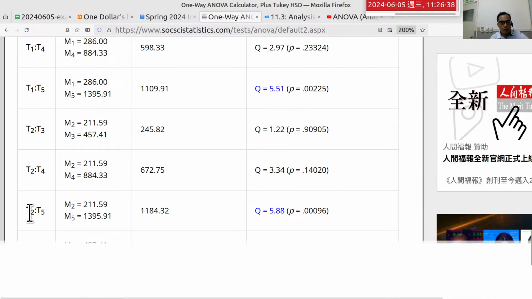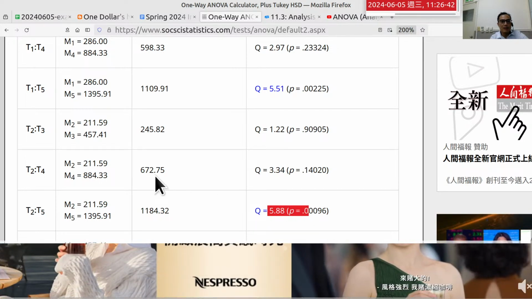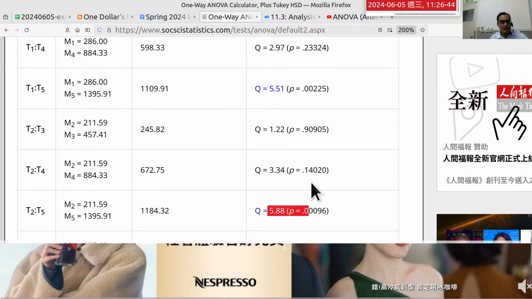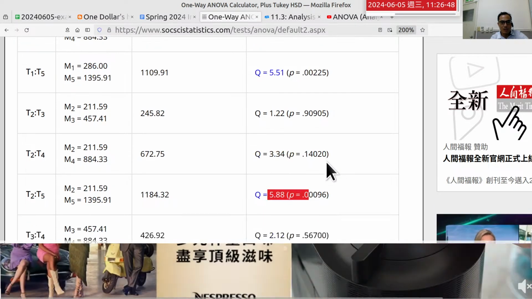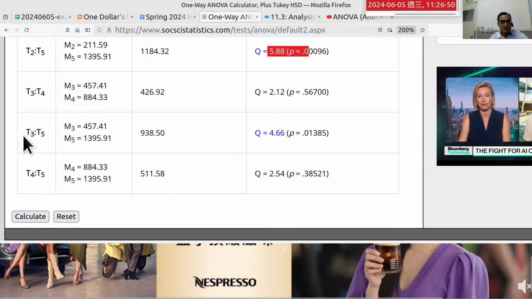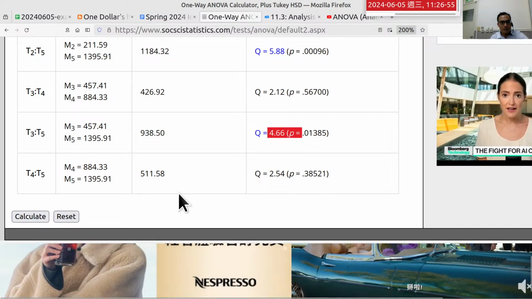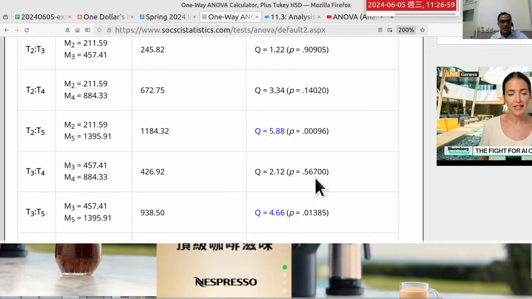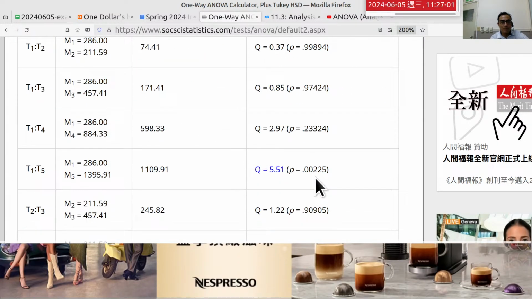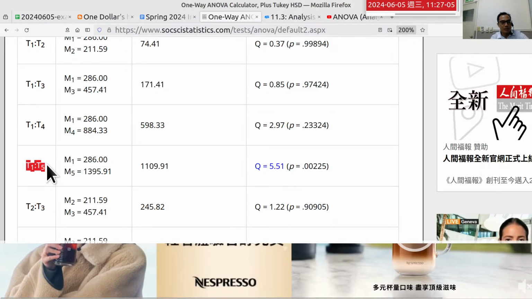And here is group 2 to group 5. It's also a significant difference. But group 1 and 2, no significant difference. And then we can know, okay, maybe group 5 is something special. And here, group 3 to group 5 is different. Group 4, no difference. Okay, we got it. We know group 1 to 5, those 2 groups are different.